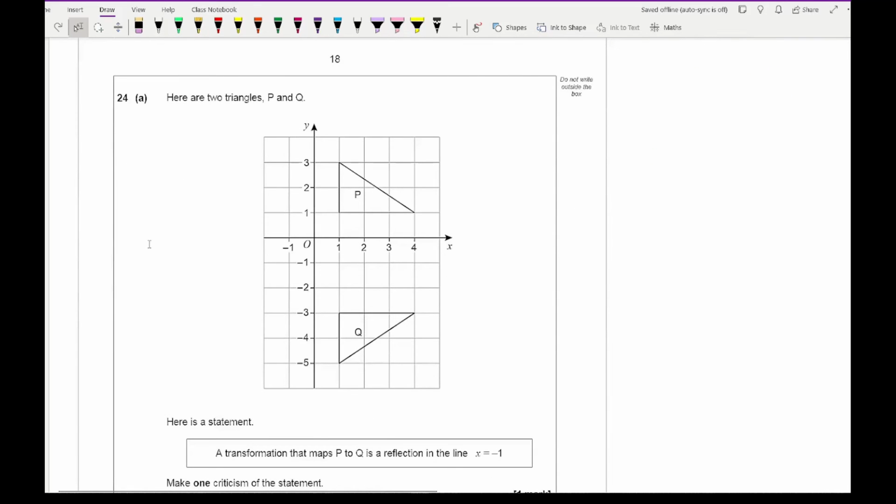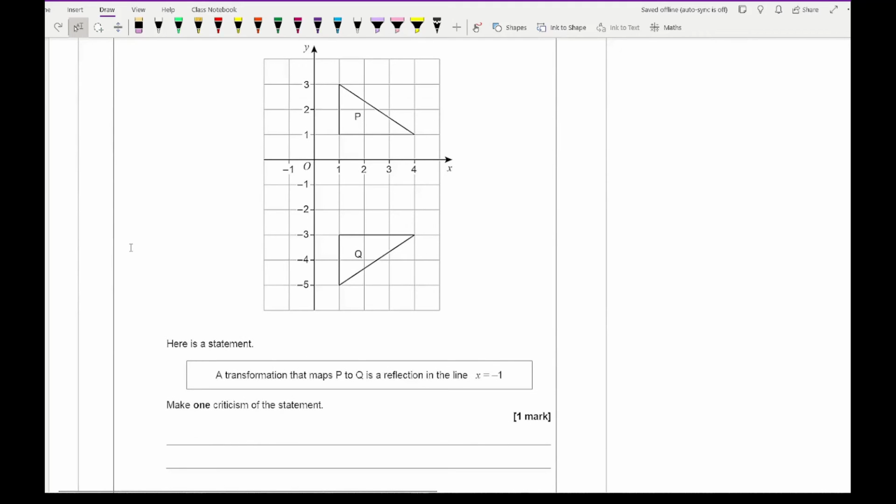For question 24a, it says here are two triangles P and Q, and we're going from P to Q. Here is a statement: the transformation that maps P to Q is a reflection in the line x equals minus 1. And we need to make one criticism of this. Now here, the actual reflection line is here. So basically, one criticism is that the reflection line is wrong or incorrect.